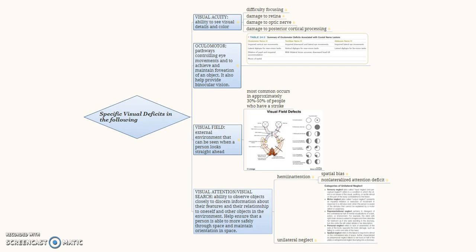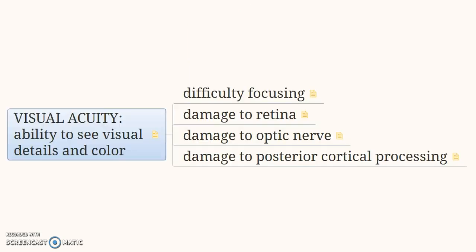And there are specific visual deficits, which include visual acuity, oculomotor, visual field, and visual attention or visual search. I'm going to go over them and break it down in the next few slides. So for visual acuity, it's the ability to see visual details and color. Its difficulties include focusing, damage to the retina, damage to the optic nerve, and damage to posterior cortical processing.